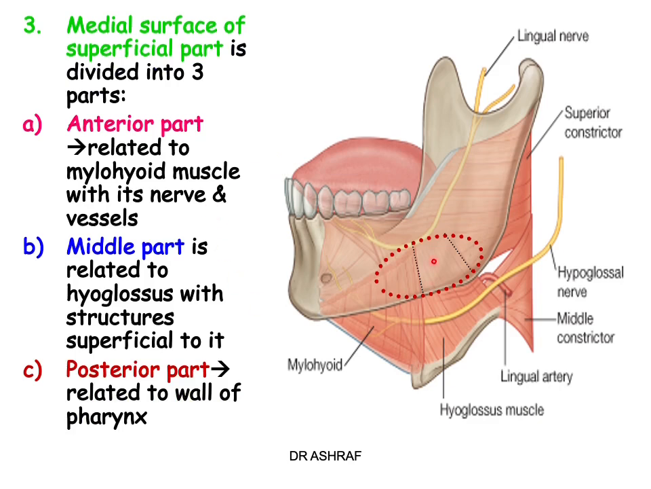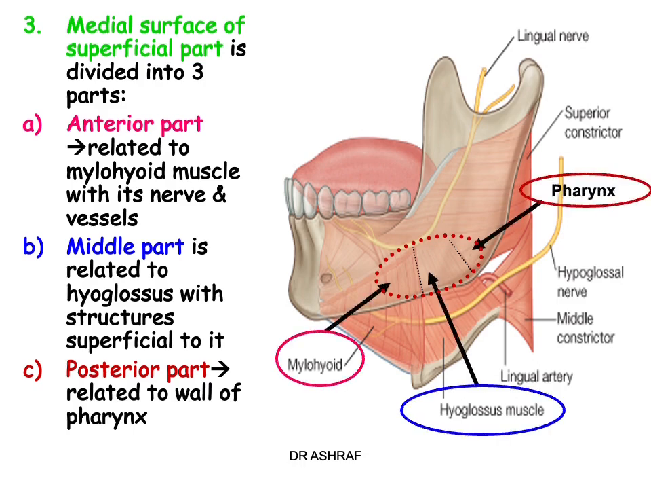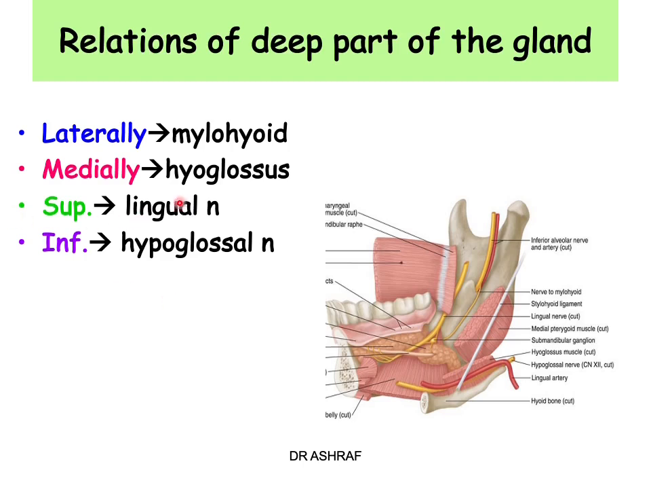Medially, from inside, the gland is related to three parts. Firstly it is related to the mylohyoid muscle, then to the hyoglossus muscle, then to the superior constrictor, the part of the pharyngeal wall. Okay, so we have three parts in relation to the medial surface of the gland. Those are the mylohyoid, the hyoglossus, and then the pharynx or superior constrictors.